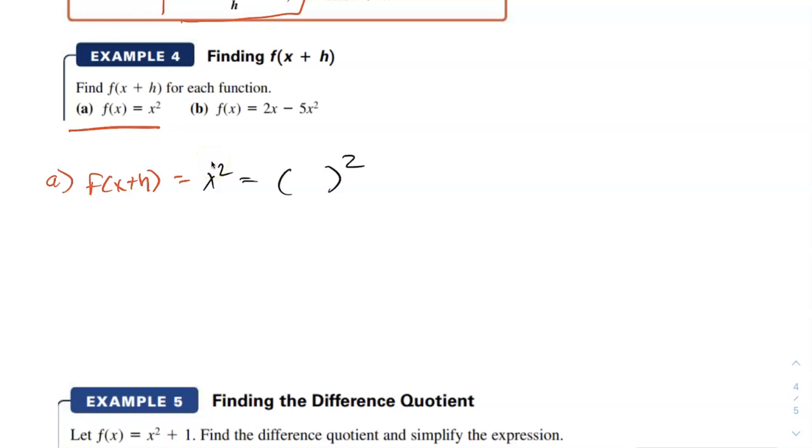So actually, let me erase. I don't like the way that's done. I'm going to do it like this. And what are we plugging into that something? Here they plug in x and you got x squared. And here we're plugging in x plus h, so you should get x plus h squared. So that's how you read that one. You plug in x plus h instead of the x.